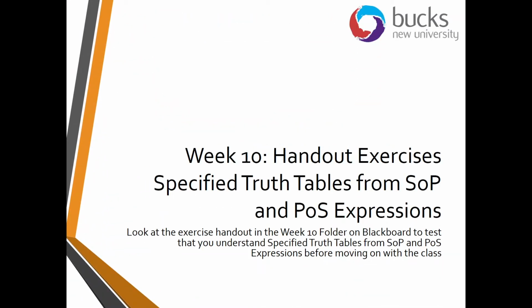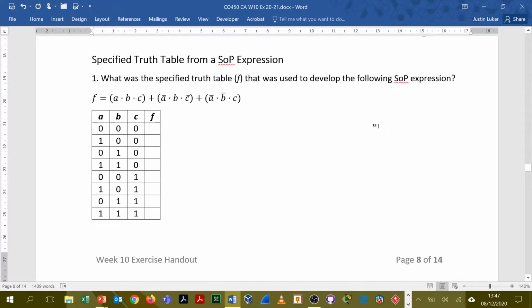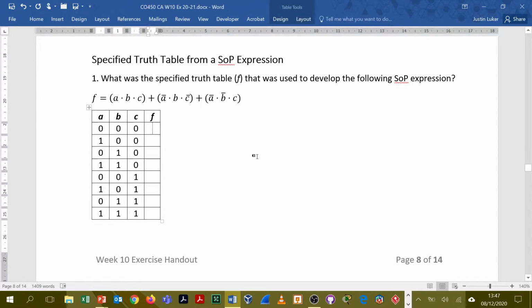So again, I've got this as a little exercise, so we'll go to the exercise sheet. So here's my exercise sheet then. What was the specified truth table F that was used to develop the following sum of products expression? Okay, so let's have a look. We've got A and B and C. So sum of products is an OR of ANDs, so we're looking for 1s. So A, B, C must have been all the 1s, so it must be that one.